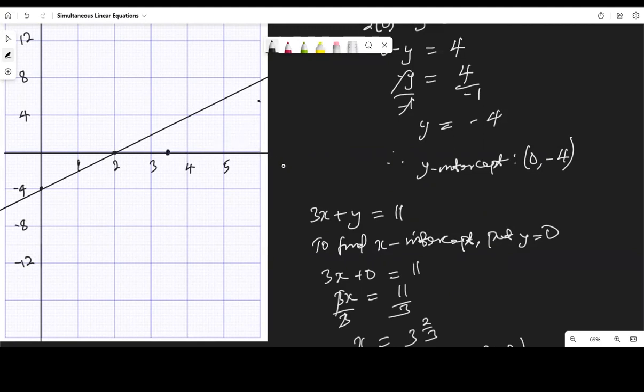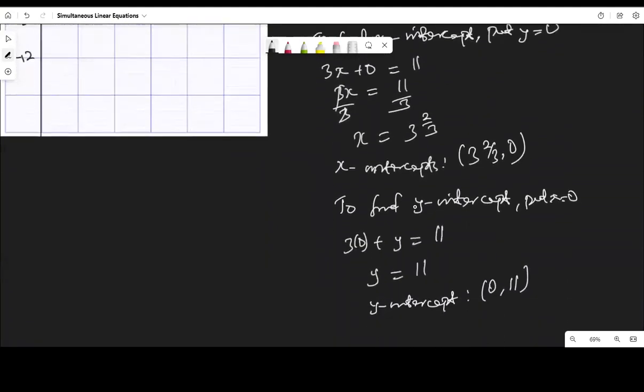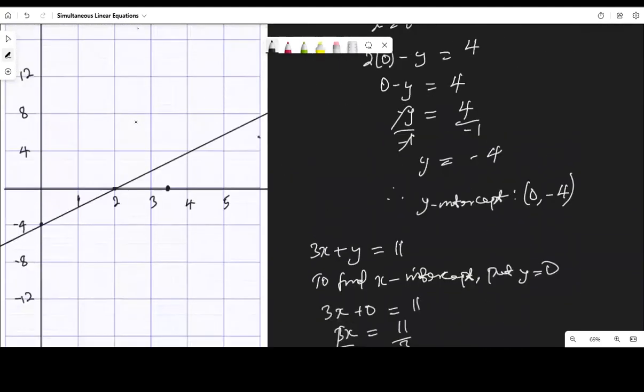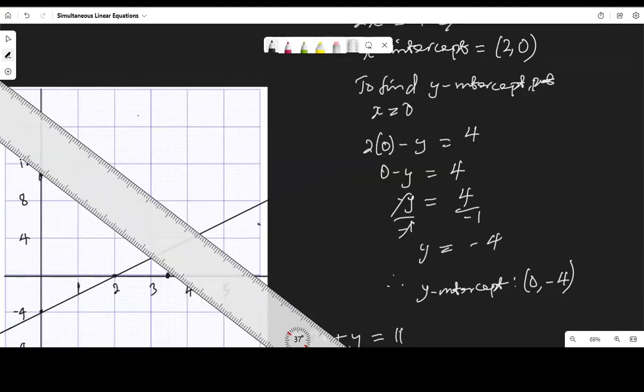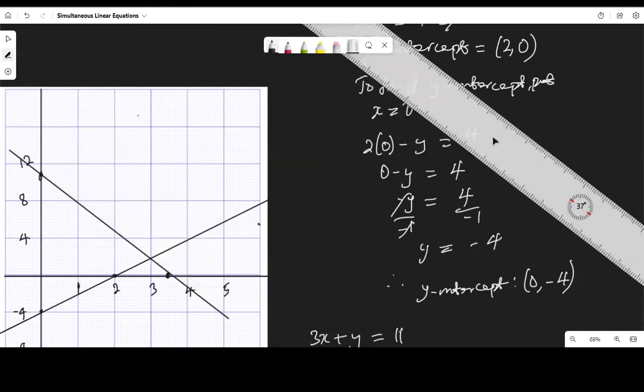We put it in there. Then the y intercept, is it negative? No, it's 11. The y intercept is 11, and 11 should be somewhere here. Let me just put it there. Then with the ruler, we connect the 2 points and join them together. We miss this a little, but you have the idea. Even though it's rough work, you still get the same answer.